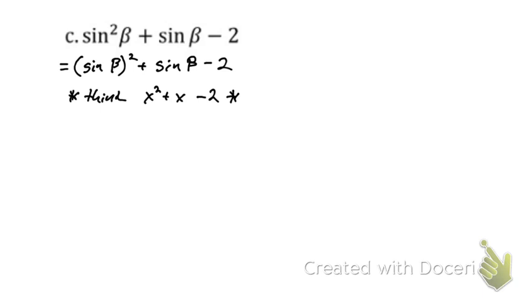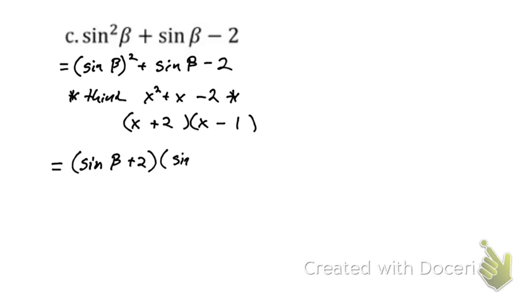Well, when you factor this, it's going to turn into a binomial times a binomial. So in this case, we would have x and an x, and we would have x plus 2, x minus 1. So bringing our sine of beta back in, this would actually equal sine of beta plus 2, sine of beta minus 1. All right, so when we're factoring, we're just treating them like x squareds and x's. Everything still applies.